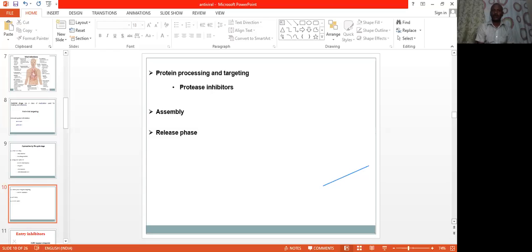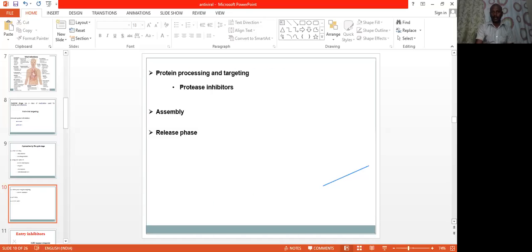During that stage you can also target, and then there is the release phase. Once the virus particle is assembled, it gets released from the host cell. During that phase also you can target. So these are the target approaches we have for the treatment of viral infections.